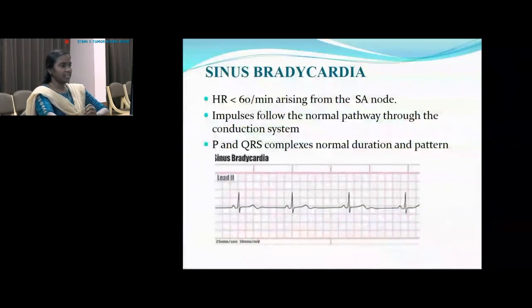That is the general terminology we study from the basics: when the heart rate is lesser than 60 per minute, but the beat originates from the SA node, and the impulses follow the normal pathway through the conduction system. The shape and rhythmic activity will be normal, that means P and QRS complexes have normal duration and pattern. The only thing is that the rate will be lesser than 60 per minute, and that we say is sinus bradycardia.